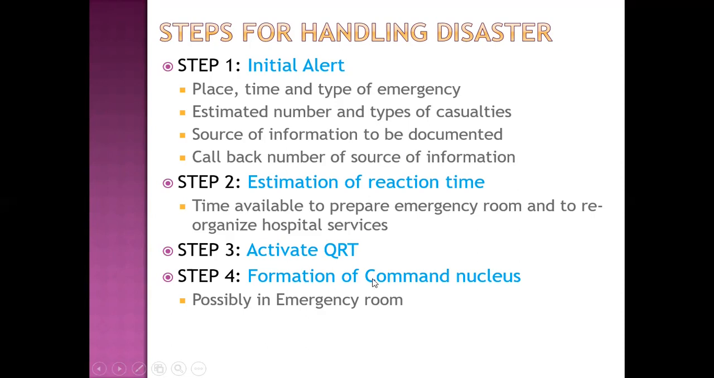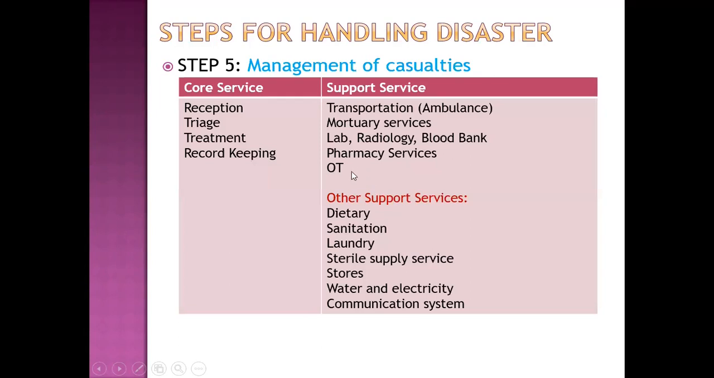Then we form a command nucleus, which is usually situated in the emergency room. Then we manage the casualties, and casualties are managed, all supported by transportation services, including ambulance, mortuary services, laboratory, radiology, blood bank services, pharmacy services, and operating theaters. There are other services which are very important during the actual disaster phase. These include dietary services, sanitation services, laundry services, sterile supply services, stores, water and electricity supply, and the communication system. This is very important during the disaster phase.